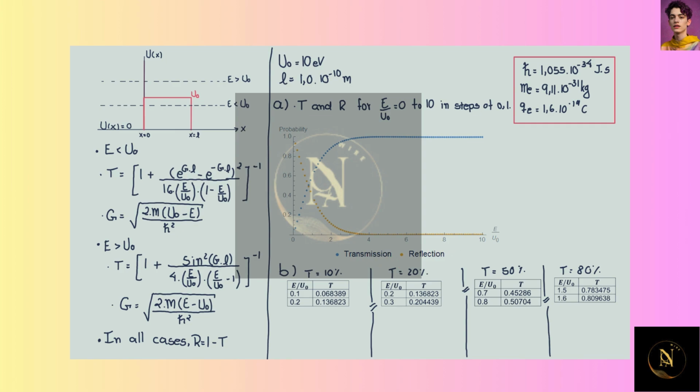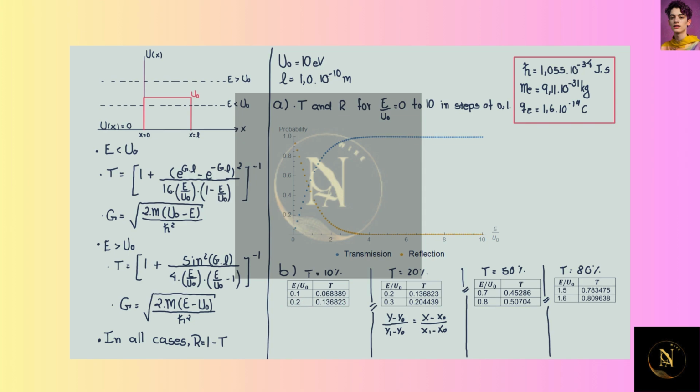Okay, now how can we know what value of E by U0 makes T equal to 10%, for instance? For that, we have to use linear interpolation. Linear interpolation is the following: y minus y0 divided by y1 minus y0 is equal to x minus x0 divided by x1 minus x0. And how do you use this equation? For instance, in this first case, the y0 value is this one, and the x0 value is this one. The y1 is this, and the x1 is this one.